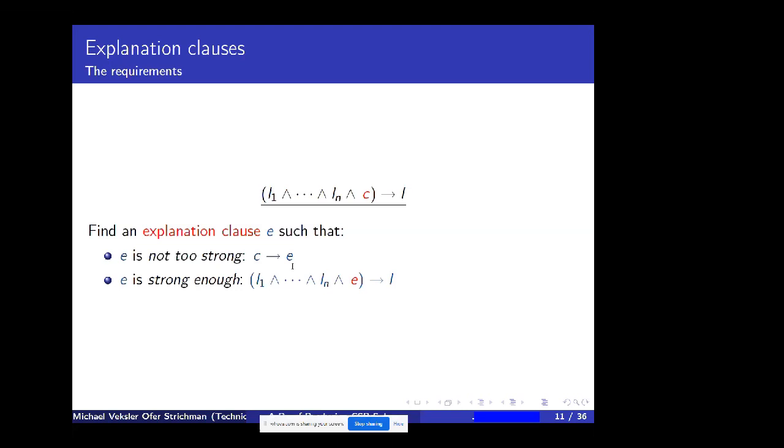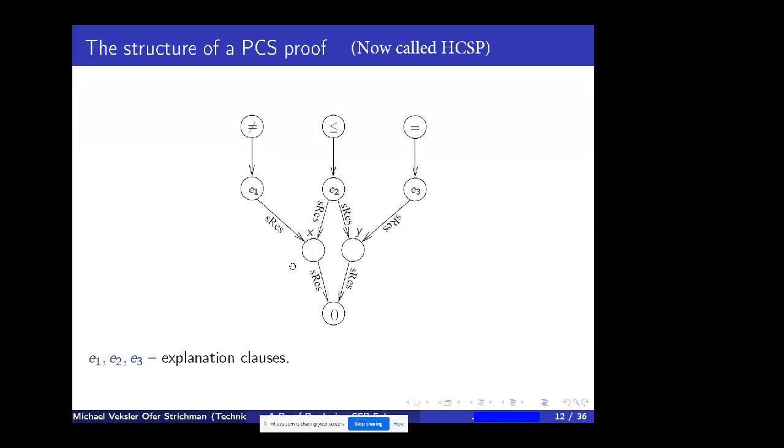By the way, if you have questions, feel free to interrupt in the middle. So this is an explanation clause, E. Let's see some examples of such clauses. How do we derive them? Actually, just a second before we see them, let's see the general structure of the proof once we have these explanation clauses.